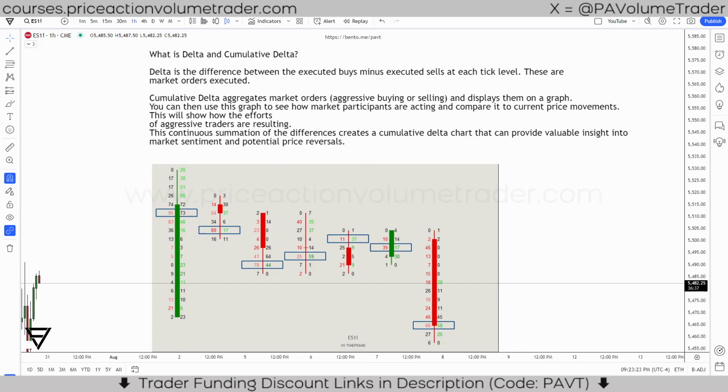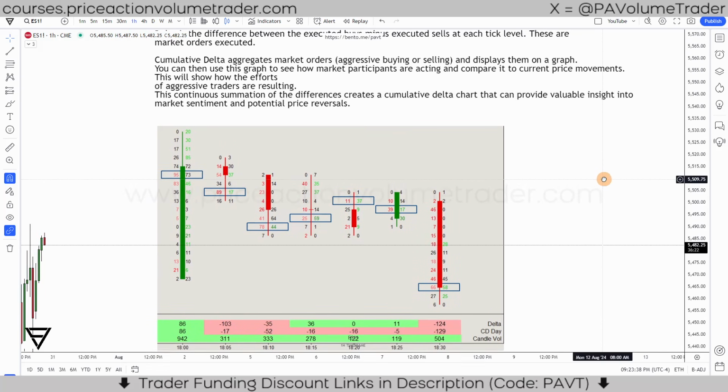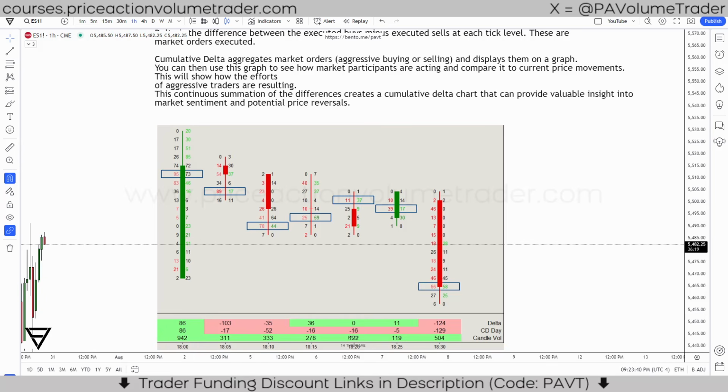If you're looking at a footprint chart like the one we have here, this is just a screenshot from Sierra Chart of the SP 500 Futures ES. You can see we have these candlesticks, and then there's bid by ask. So the bids are on the left, asks are on the right. So basically what this means is all these numbers are executed contracts to sell. These were market sell orders executed, and these were market buy orders executed, okay?